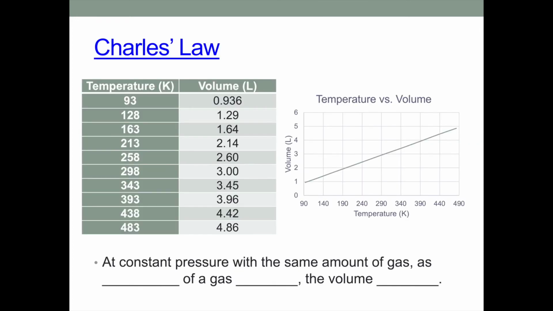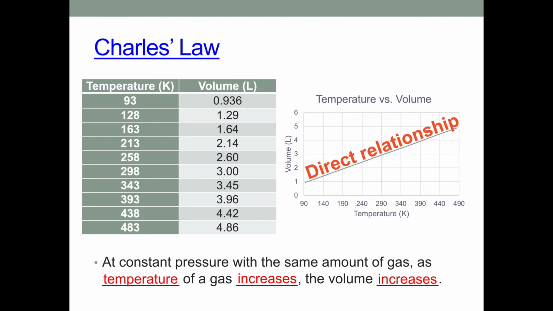Now the next gas law is called Charles' law. I've done the same thing with my graph and my chart, now on different temperatures and volumes. Charles' law deals with the relationship between temperature and volume. So at constant pressure with the same amount of gas, as temperature of the gas increases, the volume is going to also increase. This is a direct relationship.